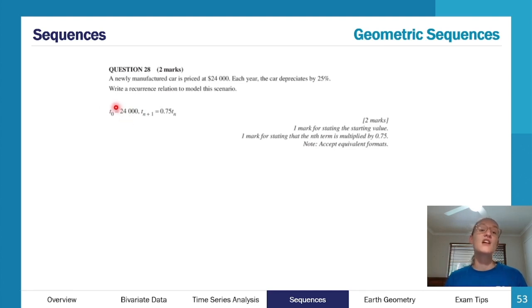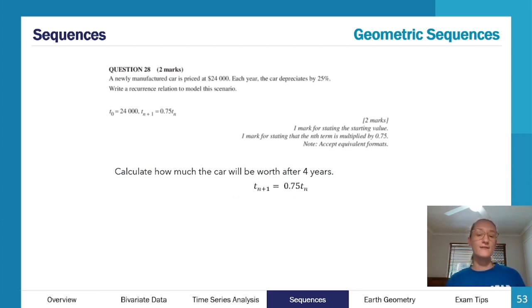So T0, n is equal to 0. When 0 time has passed, it's worth $24,000. We'd have to use our formula to calculate how much it would be worth after 1 year. Our formula is T(n+1) equals r, the common ratio 0.75, multiplied by Tn. And that's the rough mark breakdown for that one. Then we could use this formula to calculate how much the car would be worth after 4 years.